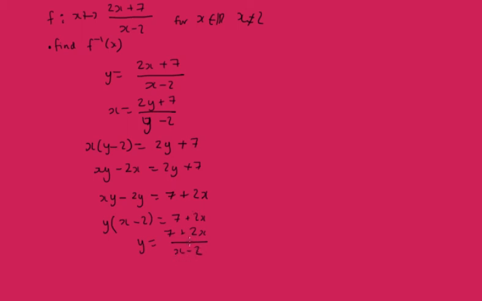Now, what does this show? So hence the inverse is equal to 7 plus 2x over x minus 2. But this is the same as our function. Oh dear me. This is the same as our function. So this is a self-inverse.